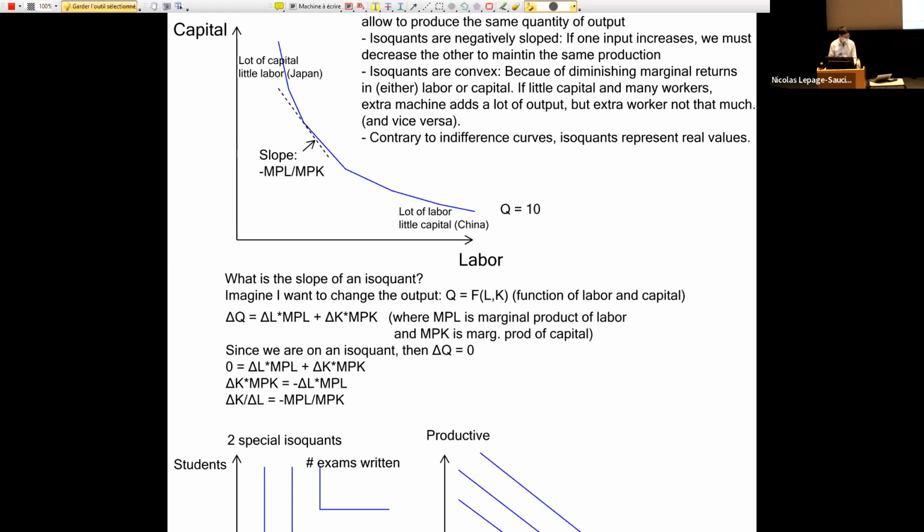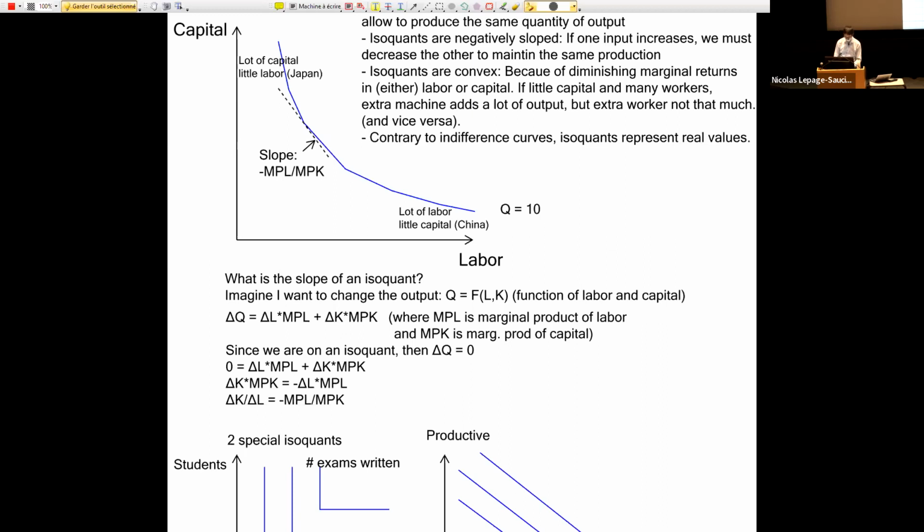In the book they tend to use PK and PL for the price of capital and price of labor, so just as a reminder, PK equals R, and PL is the wage W. I'm using R and W because that's what you're going to see most of your life. But just in case you see PK and PL in the book, that's the rental rate or the interest rate, and the wage.